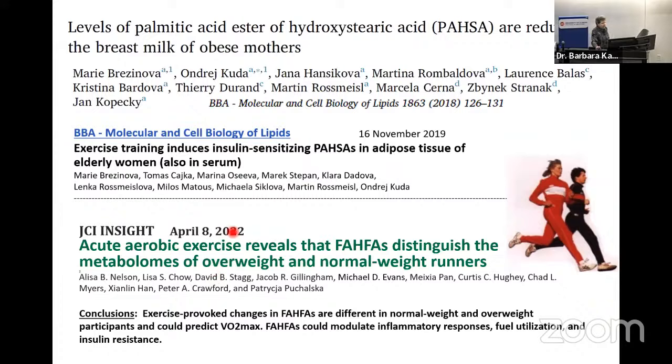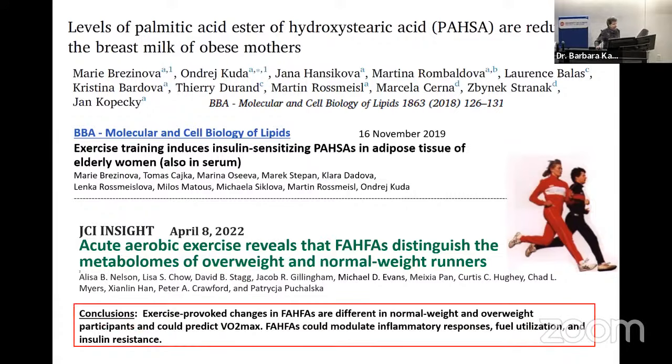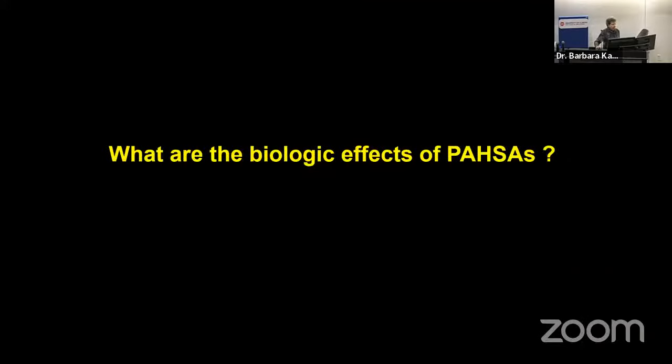And there's this other interesting paper with acute aerobic exercise in overweight and normal weight runners. And what they find is many FAFAs, many families change, and the profile is different among the normal weight and the overweight participants, but the FAFAs could predict VO2 max, and they could modulate inflammatory responses, fuel utilization, and insulin resistance. So what are the biologic effects of PASAs?